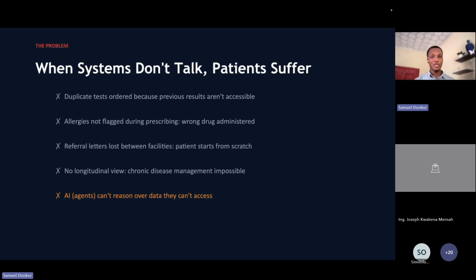When systems don't talk to each other, patients suffer, right? There could be duplicate tests. There are allergies that should be flagged that aren't. They're very crucial, because if you're able to determine the allergies of a patient, you'd also be able to determine which medications to give, which treatments to give, and whatnot, right? And referral letters also get lost between facilities. If, for example, system one refers a patient to where system two was built, it wouldn't work, right? So this basically means that there's no longitudinal view of the patient's information, or data.